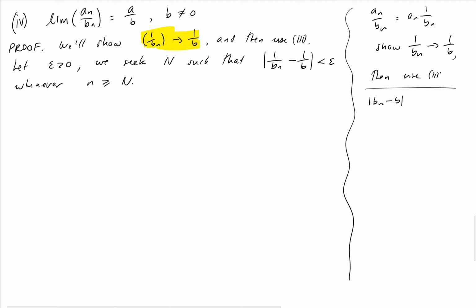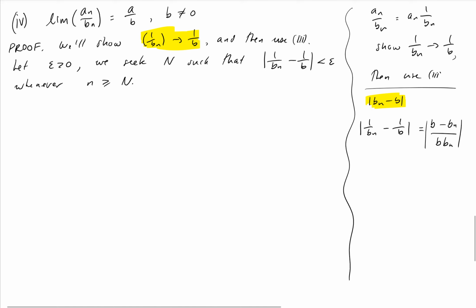Alright, so this one's a bit trickier. We've got a fraction difference here, 1 over b_n minus 1 over b, and we want to somehow rearrange this so that we get an absolute value of b_n minus b sitting on the top there. Well, I can kind of see how that works. I can just combine these two fractions into one using our usual fraction tricks, and that will give me, multiply by b b_n, so it's going to be (b minus b_n) over (b b_n). Yeah?